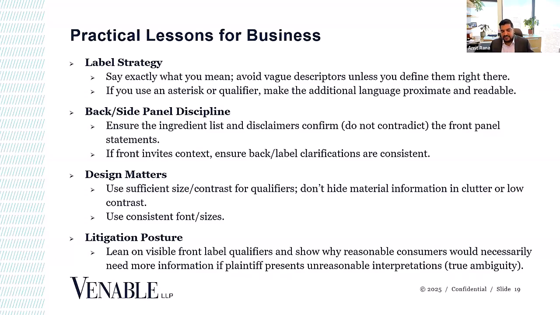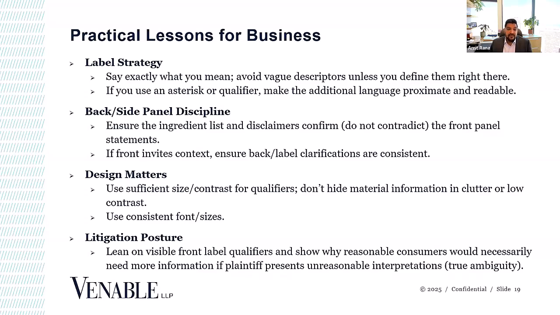And then from a litigation posture, I know not many of you on the call are litigators per se, but from a defense side, your best arguments after Whiteside are that the qualifying language up front was clear and proximate. If there's no express qualifying language, then you want to argue that the reasonable consumer would necessarily need more information to understand what that representation means, such that they're going to look to the back, the ingredient list, and other contextual clues to understand what those statements mean.